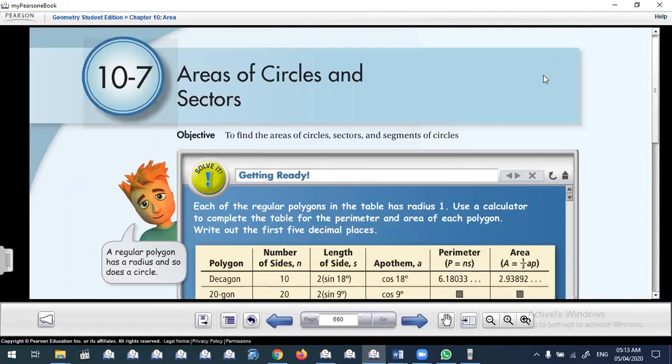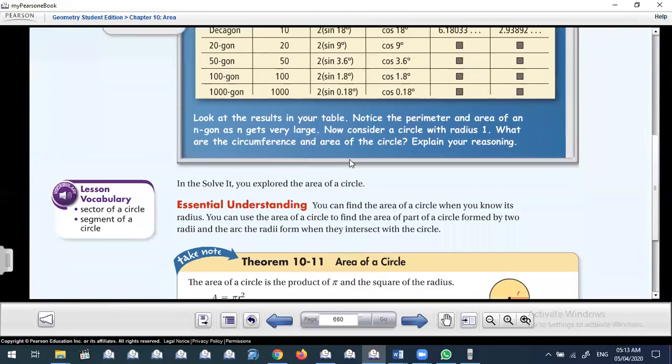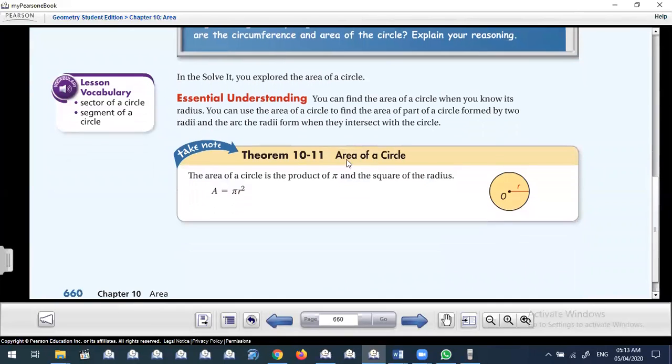How are you today? Our lesson today is lesson 10.7, which is called Areas of Circles and Sectors. Today we are going to learn how to find the area of any circle and the area of any sector. Let's start with the first rule we have in this lesson, which is the area of the circle.